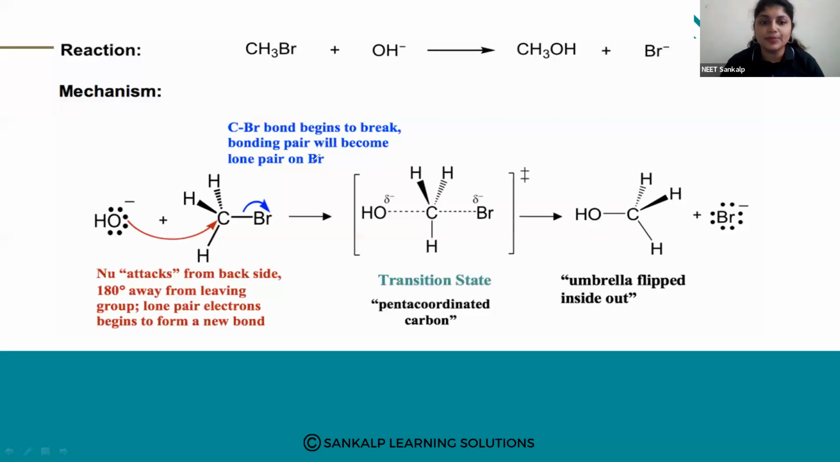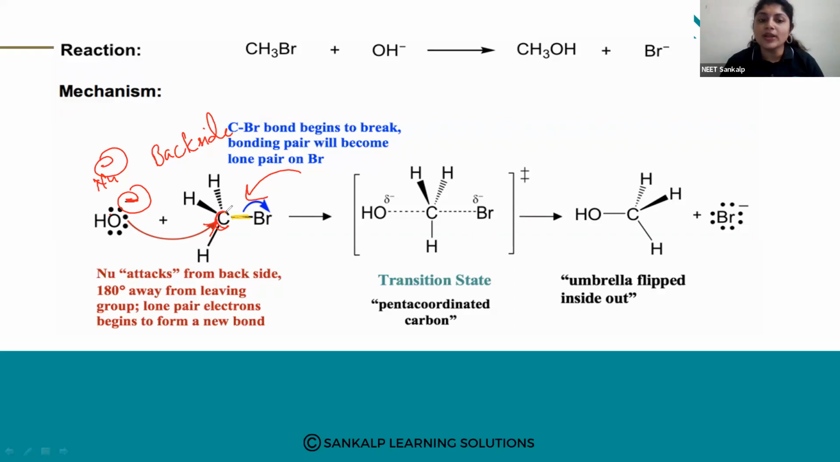Now here the nucleophile is attacking the carbon from behind, the backside. You can see that the attack of the nucleophile is from the backside of the carbon, not from the front side. This is the front side, this is the backside. So the attack of the nucleophile takes place from the back of the carbon. What is happening here? You can see the Br bond is still intact.